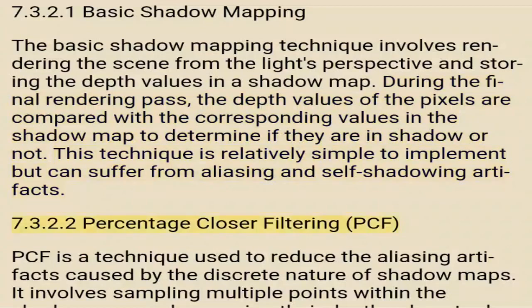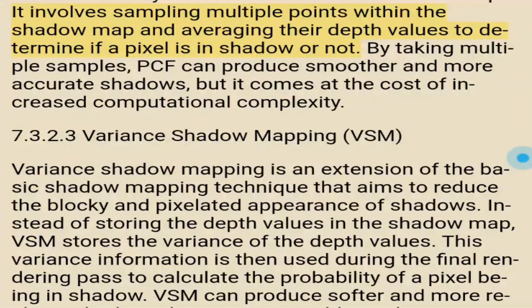7.3.2.2 Percentage Closer Filtering (PCF). PCF is a technique used to reduce the aliasing artifacts caused by the discrete nature of shadow maps. It involves sampling multiple points within the shadow map and averaging their depth values to determine if a pixel is in shadow or not. By taking multiple samples, PCF can produce smoother and more accurate shadows, but it comes at the cost of increased computational complexity.